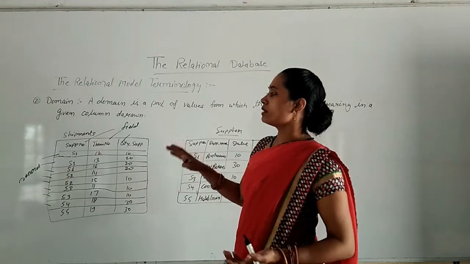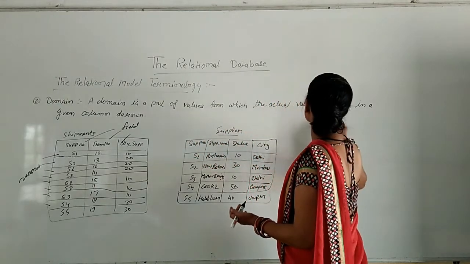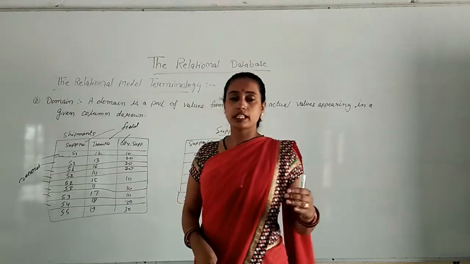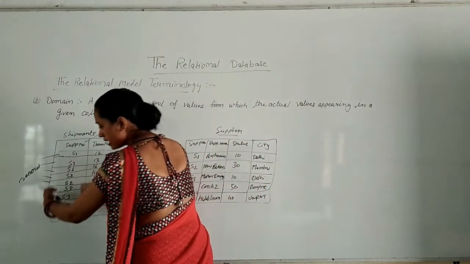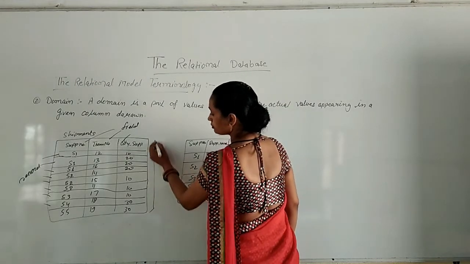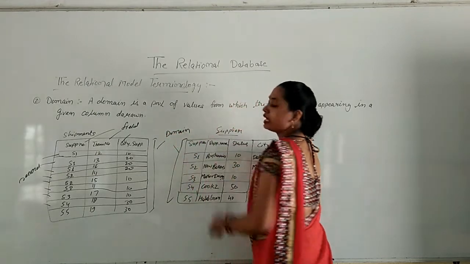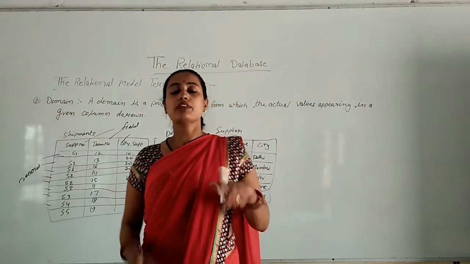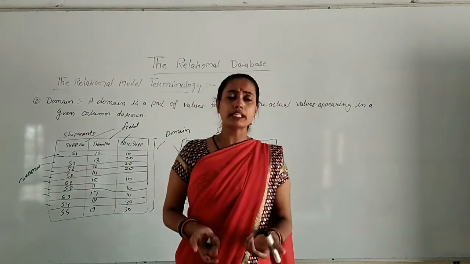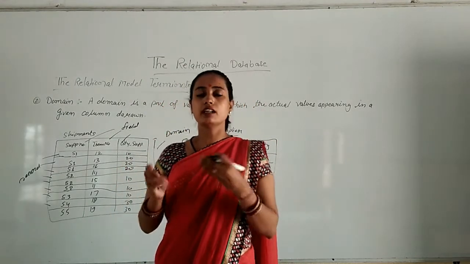So what is called domain? It says a domain is a pool of values from which the actual values appearing in a given column are drawn. That means, in a short manner, the complete single column is called a domain. If we are talking about domain, we have two types of domain, that is atomic and non-atomic. Atomic in the sense when you are entering individual data in a column.